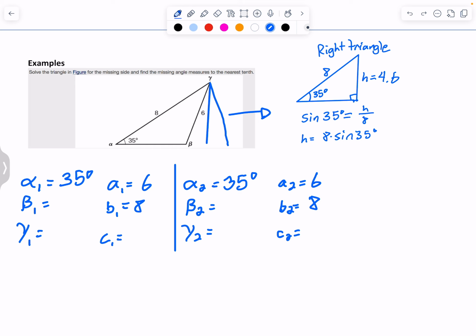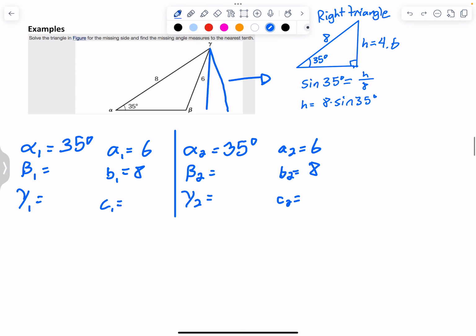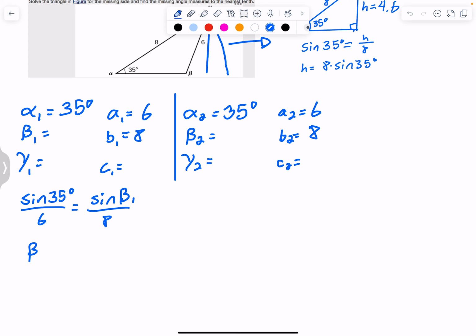Okay. So the first thing that we're going to have to do is try to figure out B1. And how we're going to do that is we actually just set it up. This calls for law of sines because I have two angles and one side. But we're going to have to do it differently here because it's going to spit something else out. All right. So when I use law of sines, I get sine of 35 degrees over 6 equals sine of beta 1 over 8. If I solve for that, I get beta. Oh, we're going to have a little bit more here. This is changing it just a bit.